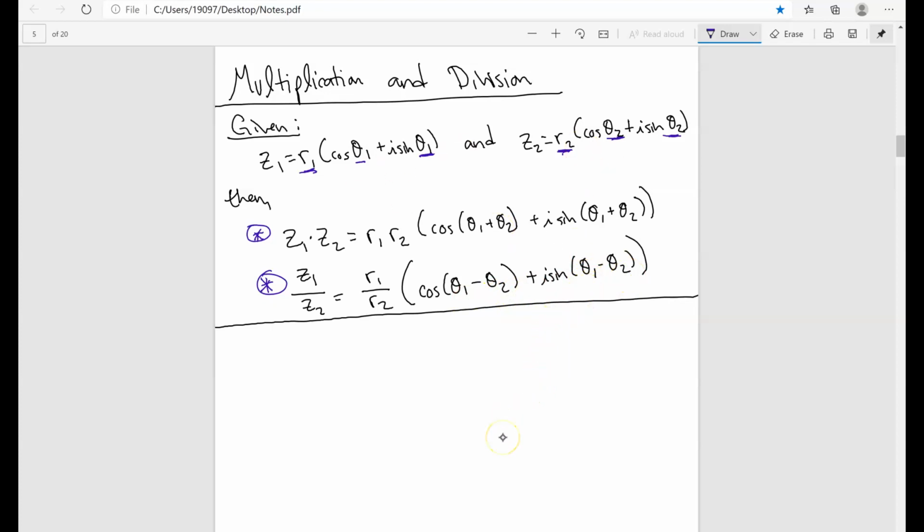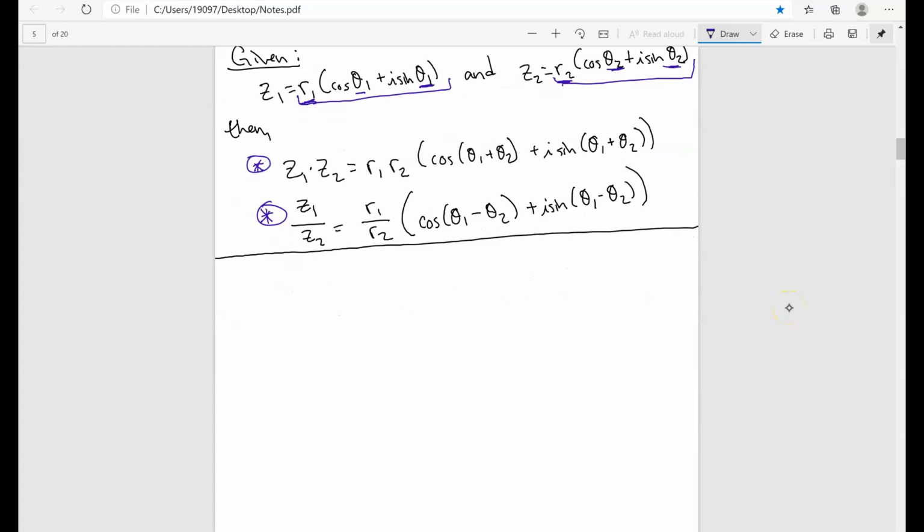So I'm not going to prove these for you, but it's very easy to prove. Just basically brute force, multiply these two together, FOIL everything out, and you're going to be able to see the sum and difference formulas in there. So we won't do the proof. We'll just jump into an example on how to use these formulas.